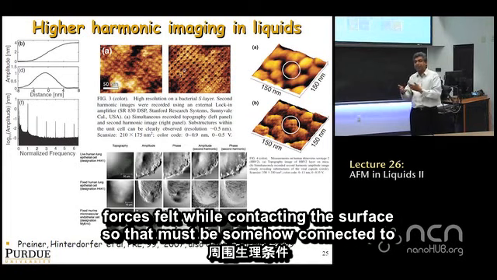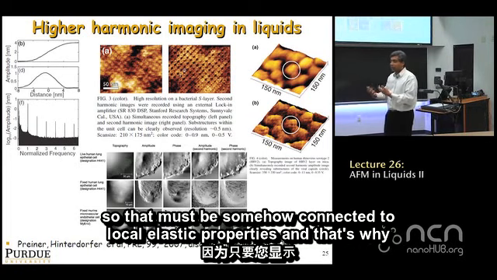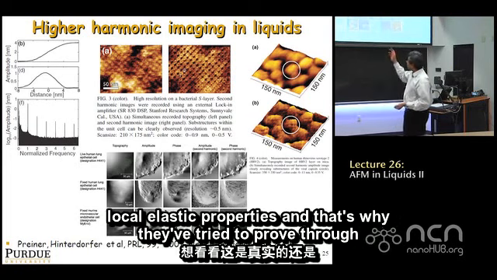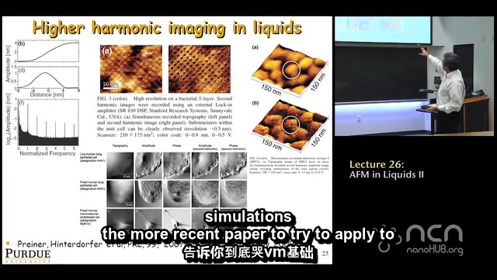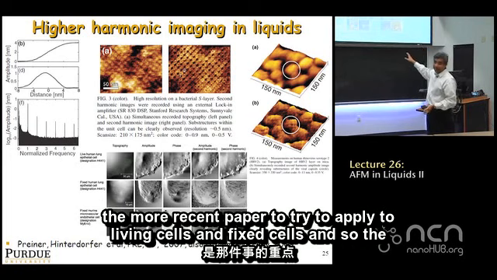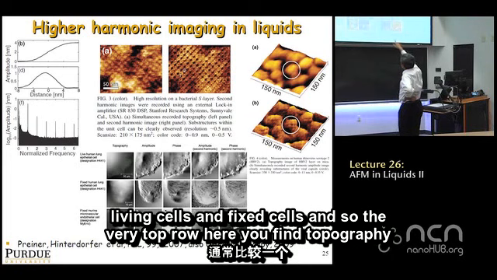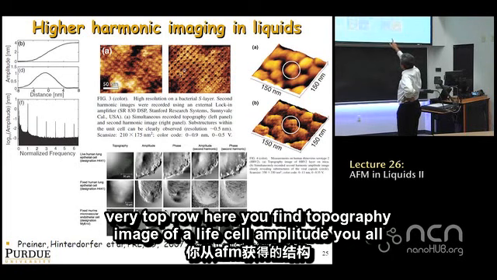So that must be somehow connected to local elastic properties. And that's what they tried to prove through simulations. A more recent paper, they tried to apply it to living cells and fixed cells. And so on the very top row here, you find a topography image of a live cell, amplitude.